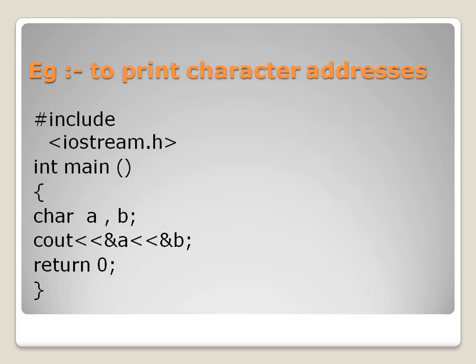Okay, so let us see the first example. If you want to print the address of the characters, so you have character A and B, and if you want to print the address, you can refer to it by ampersand, that is the and symbol, and you can write ampersand A or ampersand B. So this is character as a simple variable, as a basic data type. And if you want to print the addresses, it's cout of ampersand A and ampersand B.